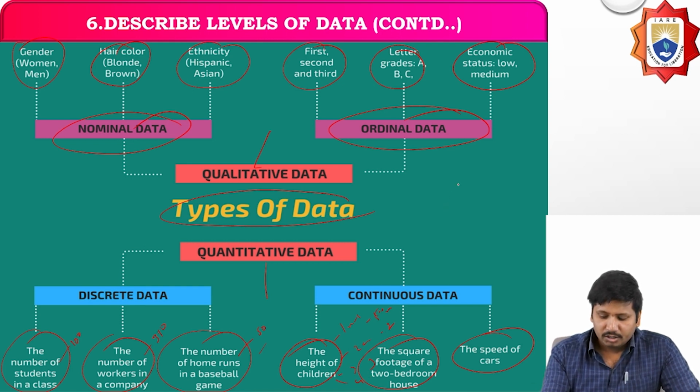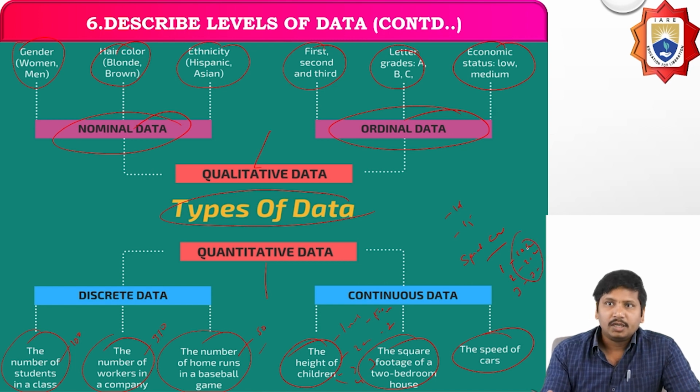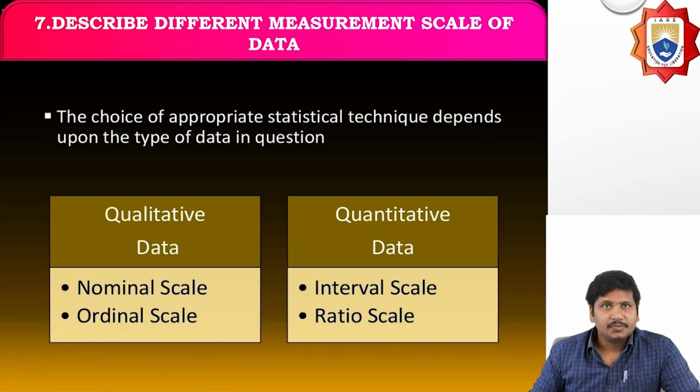And then the square footage of the two bedroom house. One day it should be 14 inches, the next day it will be 15 inches, it is not going to stay fixed. And the speed of the cars: in 1 second it should be 10 kilometers, in 2 seconds 20 kilometers, in 3 seconds 30 kilometers, like this. The speed keeps increasing with respect to time, and that is considered continuous data.